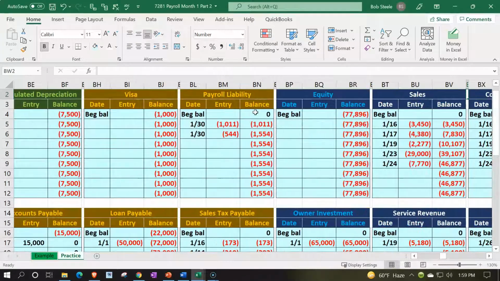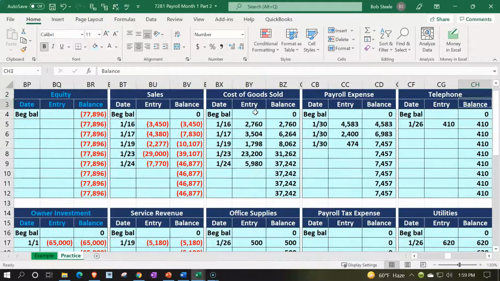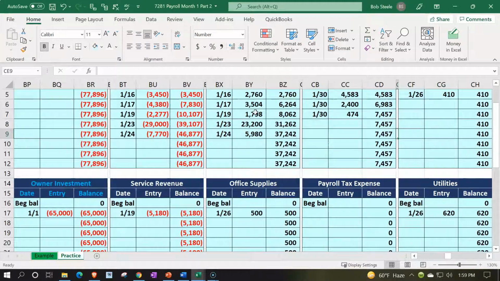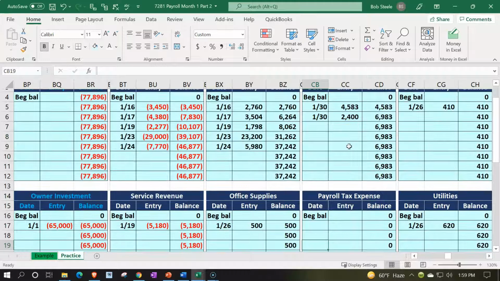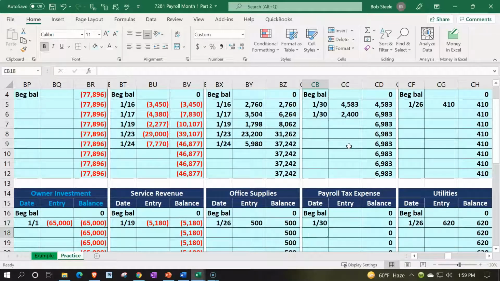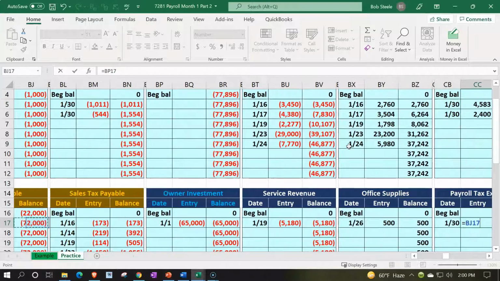Scrolling back on over, checking it out. Payroll expense. I think I recorded it to the wrong area. I put it into the liability. Stop. Undo that. Undo that. My bad. I'm a little tired. It's been a half hour here. 20 minutes in. CC20 equals left to the wall.